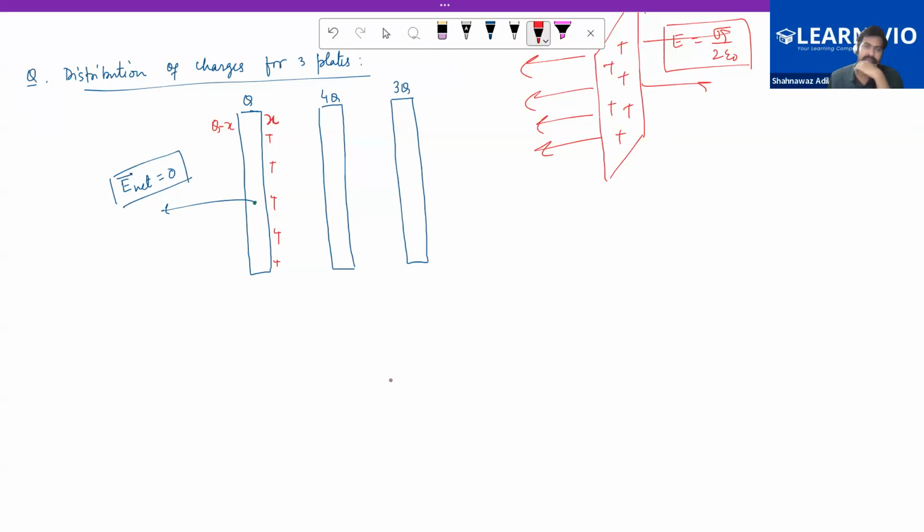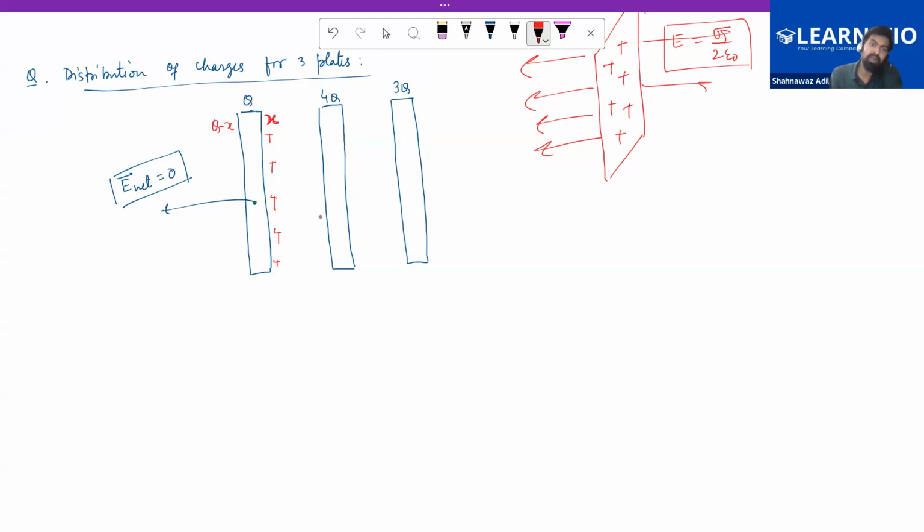Clear, everyone? Is it clear, everyone? Yes, sir. Yeah. So now we have one charge which is X, and then another distribution which is Q minus X. And that is there in this plate. So this is a whole area. And there are other contributions from 4Q and 3Q.